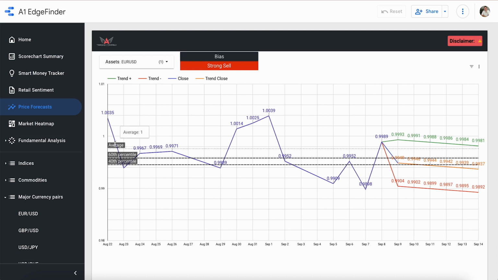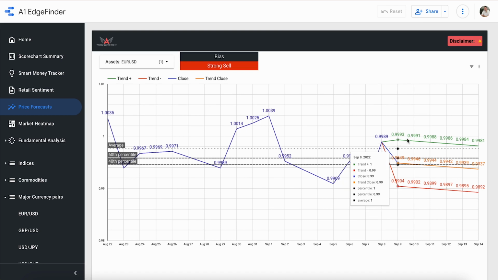So again, we can see we have our average trend line here, the 60th and the 40th percentile, along with our daily price averages, and a green, orange, and red line. Now, all of this is prediction. This is not concrete evidence. This is not saying if price continues to move upward, these are the numbers you're going to see. These are numbers that, based off the data that we are constantly collecting and updating in the EdgeFinder, this is what the software predicts these numbers could potentially look like.